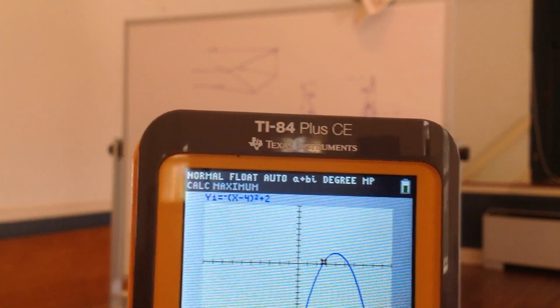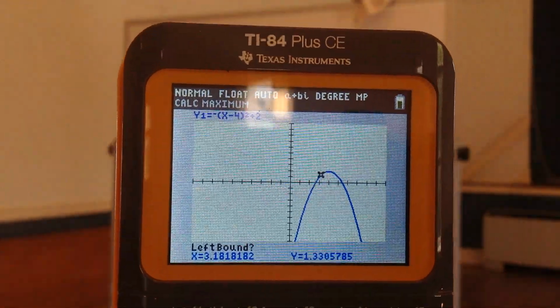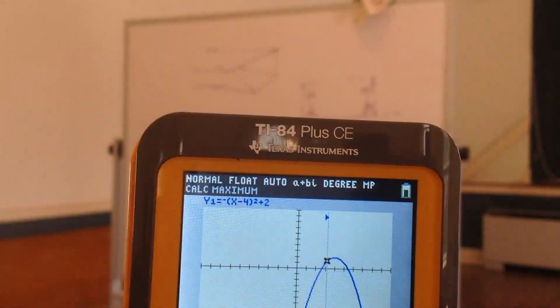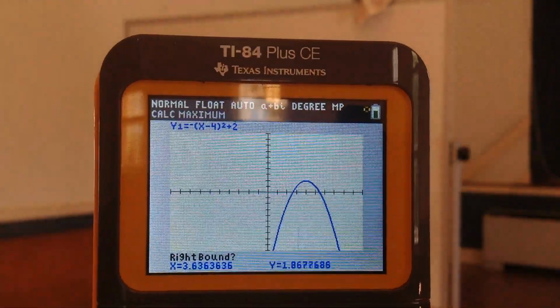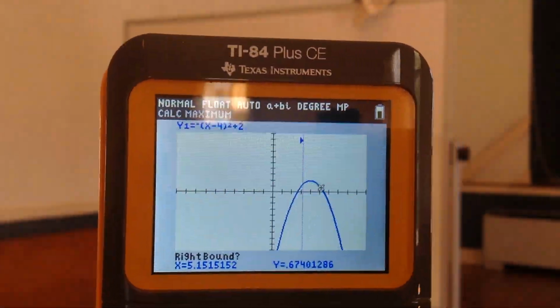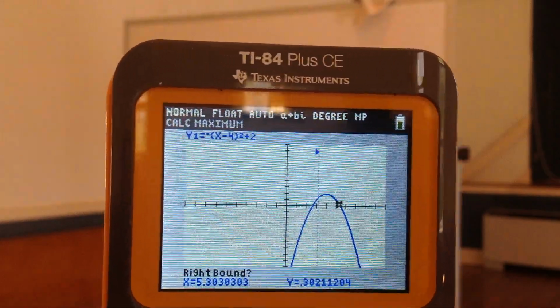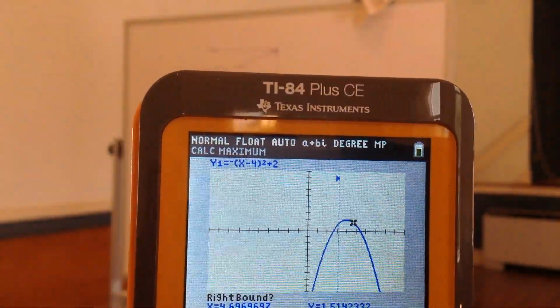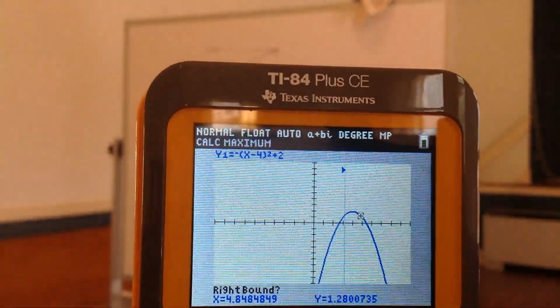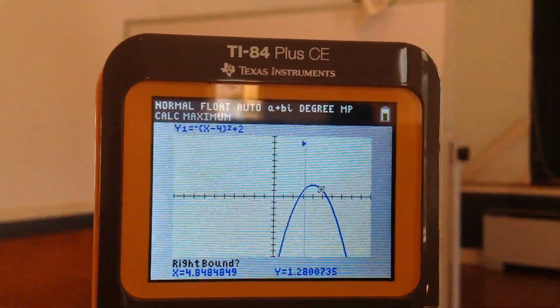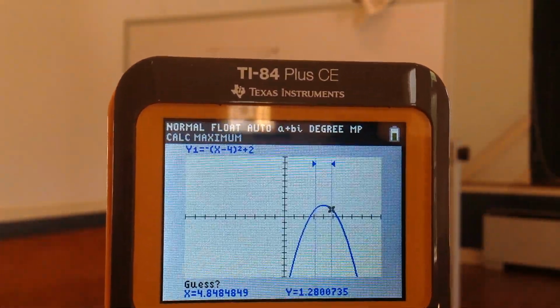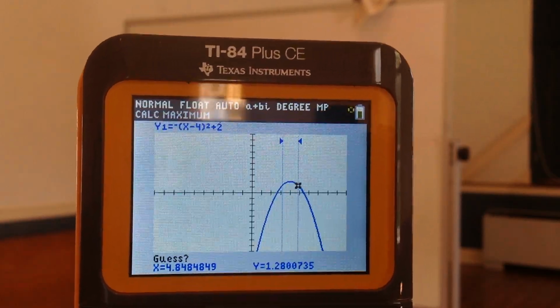Here is fine, here is fine, here is fine. Any of those points are okay. Hit enter, and now it wants a right bound. So we got to go to the right of the maximum value. There we are, this is a good point. They're all good points as long as they're to the right of that maximum value. Bypass the guess by hitting enter one more time.